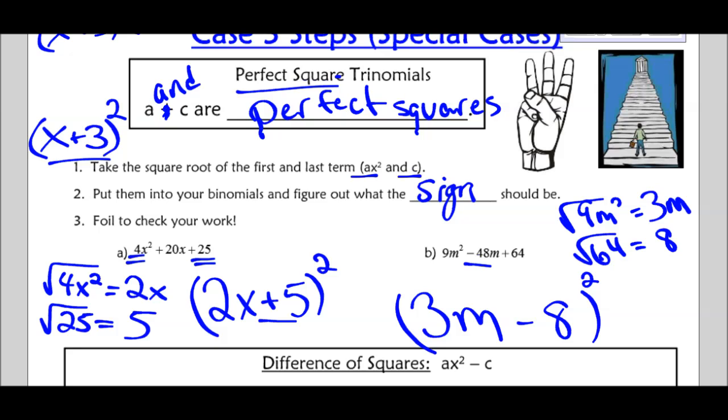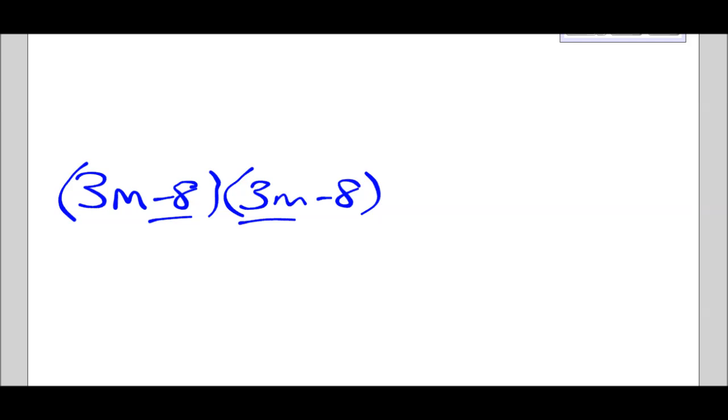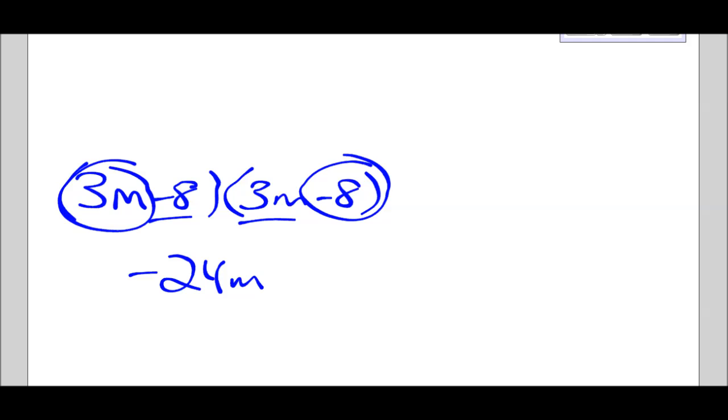The reason that still works is because this is a positive 64. Negative 8 times negative 8 is still giving us a positive number. What happened to that negative 48 and why? We were going to FOIL that. You do 3m minus 8 times 3m minus 8. You do minus 8 times 3m, that's negative 24m. And you do another negative 8 times 3m, that's another negative 24m. Those combine into that negative 48.